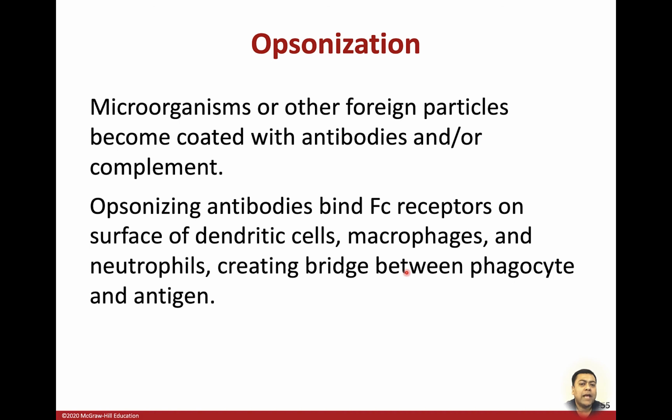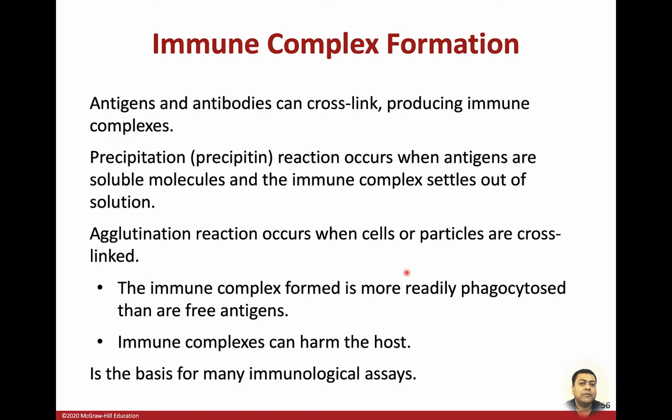Opsonization, we already talked about that in detail, self-explanatory. And also the immune complex formation. We already talked about the two things. One is precipitation, which involves the smaller molecules, whereas agglutination is a large immune complex formation. And this is readily phagocytosed, as are the free antigens. So this is very important as well.